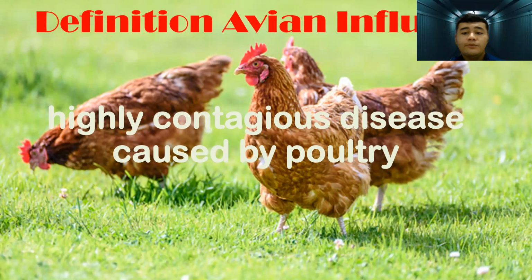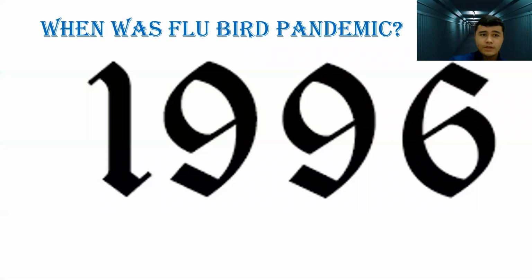Let's move to when the bird flu pandemic began. Do you know when the bird flu pandemic was? Okay, 1996. The virus was first detected in 1996 in geese in China. Okay, Asian H5N1 was first detected in humans in 1996 during the poultry outbreak in Hong Kong, and has since been detected in poultry and wild birds in more than 50 countries in Africa, Asia, Europe, and the Middle East. Okay, the bird flu pandemic started in 1996.